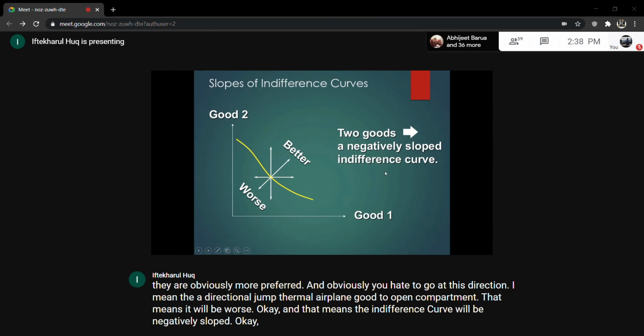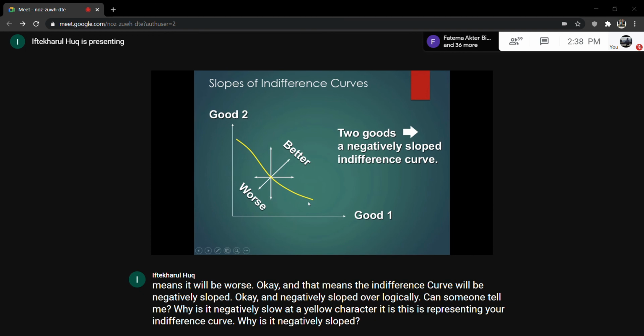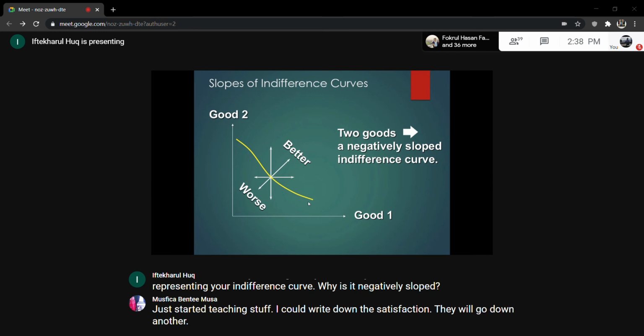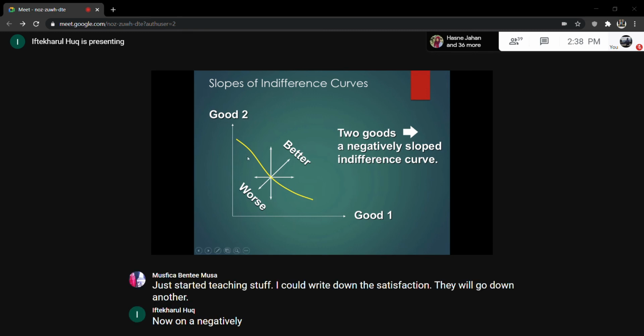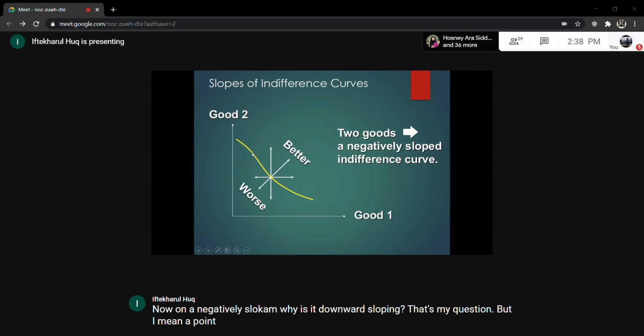negatively sloped হওয়ার লজিকটা কি হতে পারে এখানে? Can someone tell me? Why is it negatively sloped? এই যে yellow curveটা, this is representing your indifference curve. Why is it negatively sloped? স্যার যে জিনিসটা পাইতে পাইতে আমাদের স্যাটিসফ্যাকশন লেভেল লো ডাউন হয়ে যাচ্ছে, তার জন্য এটা— না, মানে negatively sloped কেন? Why is it a downward slope? That's my question. মানে আমি এই পয়েন্ট থেকে আরেকটা পয়েন্টে যখন যাব, what is happening? My satisfaction level is supposed to be the same.